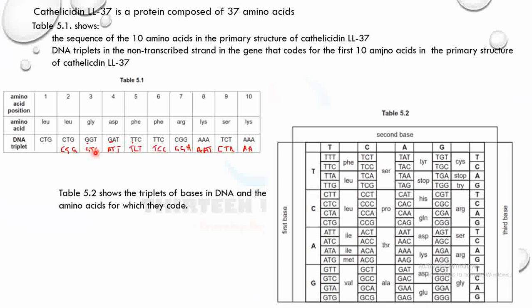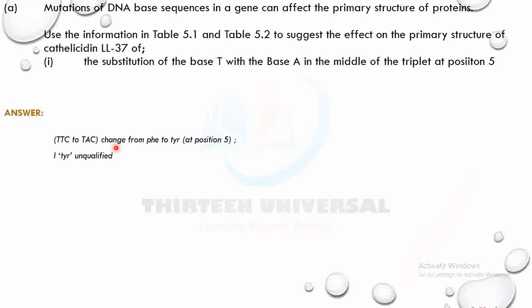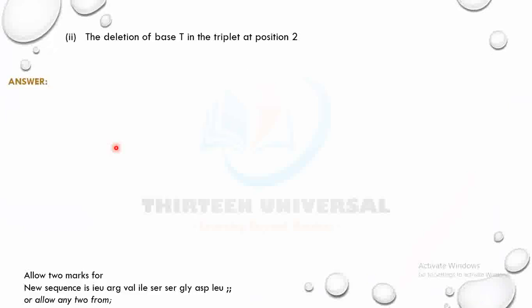Now the fourth position is ASP. GAT is now ATT. So asparagine to what? Let's check ATT. ATT is isoleucine. So it has changed from asparagine to ILE. So it alters the amino acid sequence, the primary structure of the protein, from the point of mutation. So you see what happens. See what the answer says.